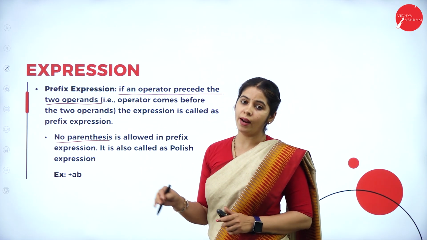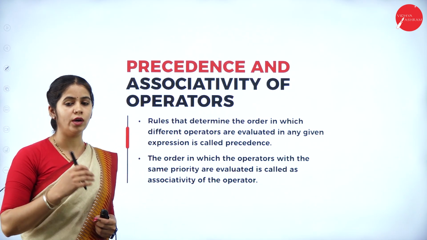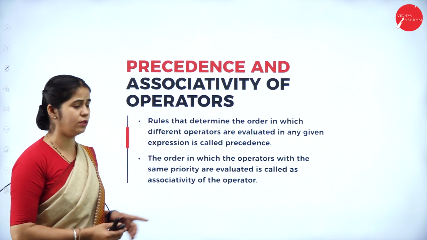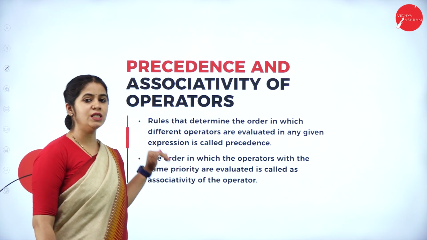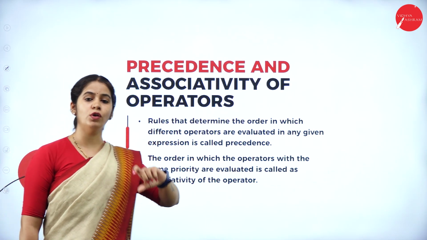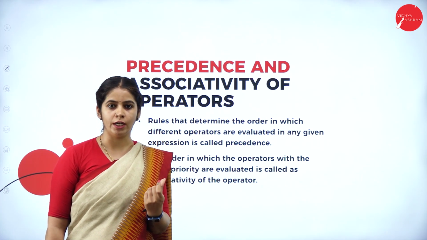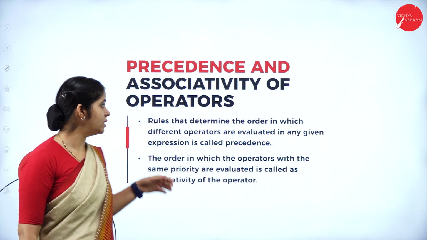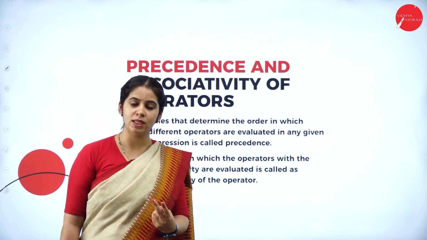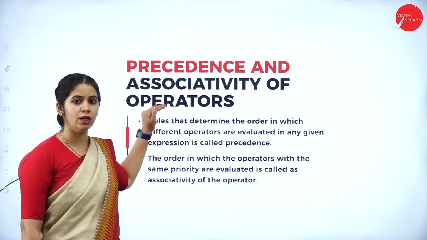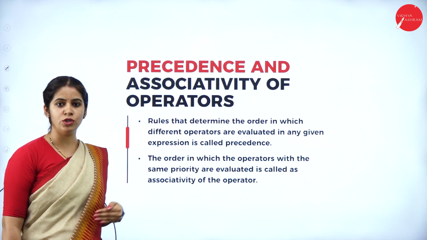This is about the expressions and the types of expressions we have. So before going for the evaluation or conversion of an infix expression to a postfix expression, we should follow some precedence and associativity rules. What is the precedence rule? Precedence means whichever operator has the highest priority has to be evaluated first. So that is called precedence. Then what about associativity? If two operators have the same precedence, then we have to look at the associativity, how they are associated to each other. Depending on that, we should go for expression conversion.